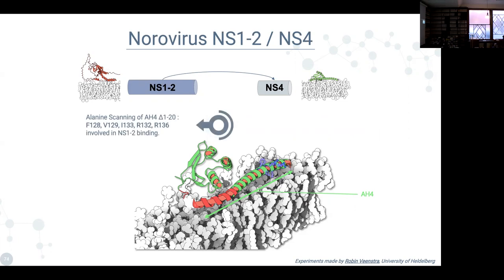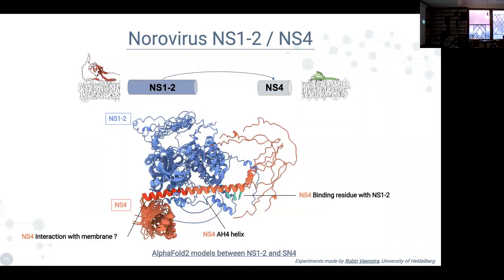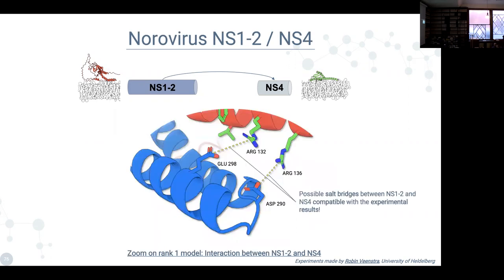And the interacting residues are on the end of this helix, and they are exposed, meaning that they are accessible for NS12, for example. And if you try to see the dimerization between these two proteins, we only had one model where NS12 interacts with this 5-amino acid, but it was good news because it was the best model according to AlphaFold. And we had possible salt bridges between the two proteins.